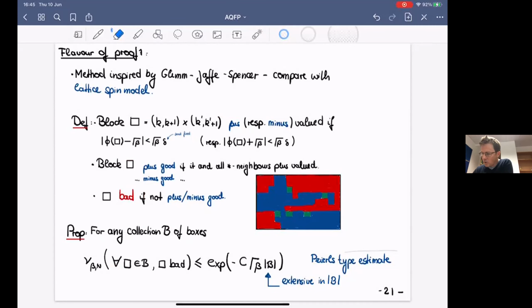And so again, we look at these blocks. This is just a notational thing. Actually, sorry, my block is 2-dimensional in the picture, but it would really be a 3-dimensional block, so you should imagine a third dimension here. We call such a block plus valued or minus valued if the average is close to either plus or minus the square root of beta, as suggested by this picture with a double well.